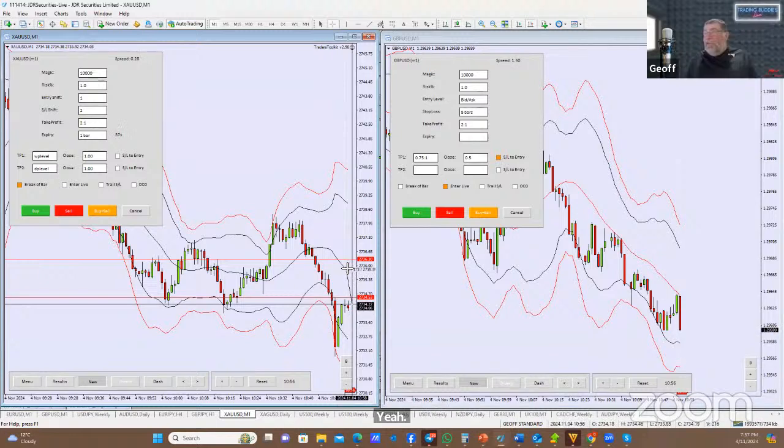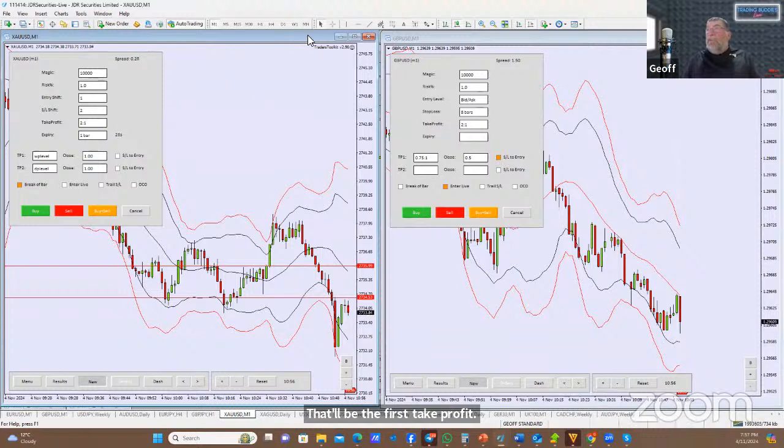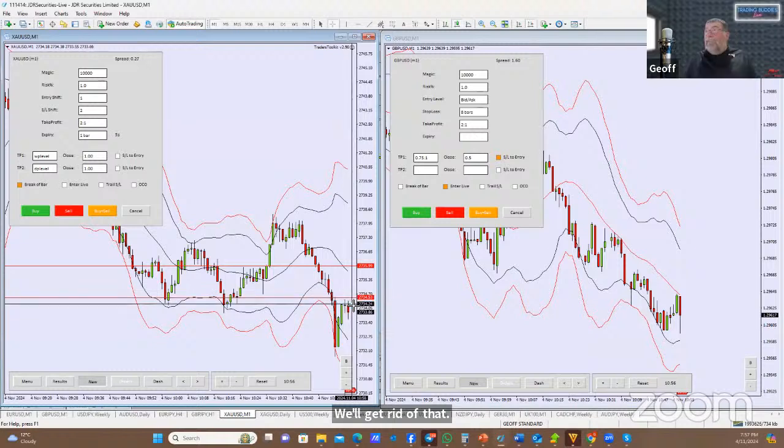So 27.36, let's say. That'll be the first take profit. And what was it? 27. So 54 from there. What's this one doing? We'll get rid of that. That was your second take profit on the one on the way down. 54 from there.